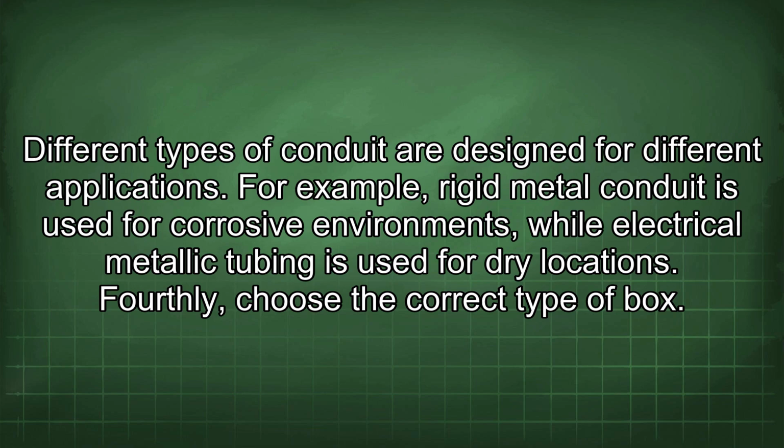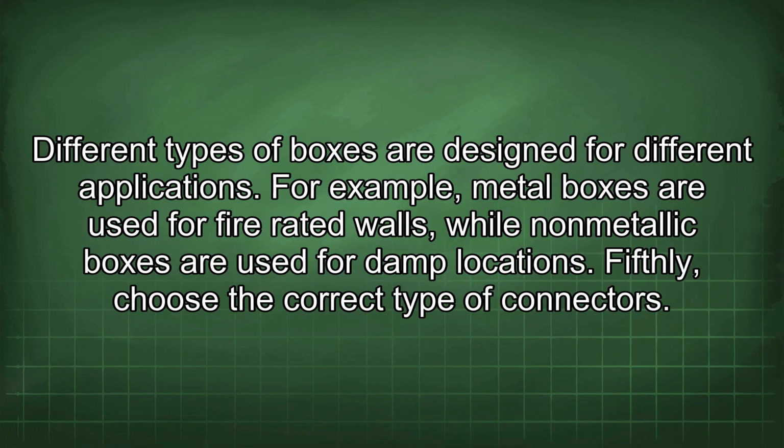Fourthly, choose the correct type of box. Different types of boxes are designed for different applications. For example, metal boxes are used for fire-rated walls, while non-metallic boxes are used for damp locations.